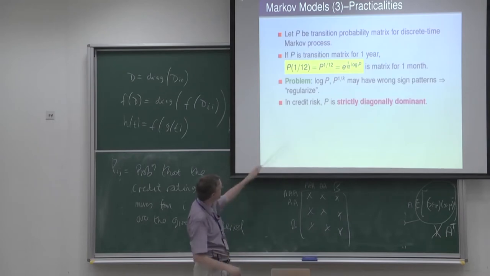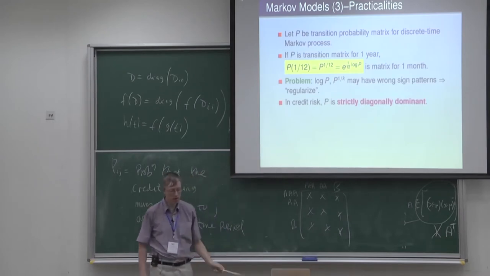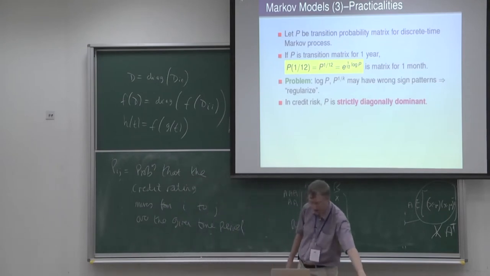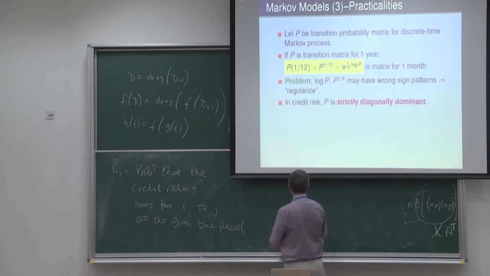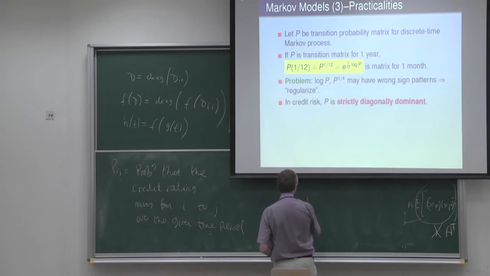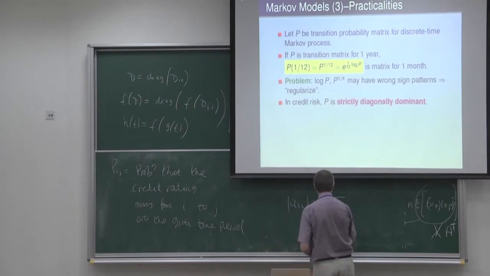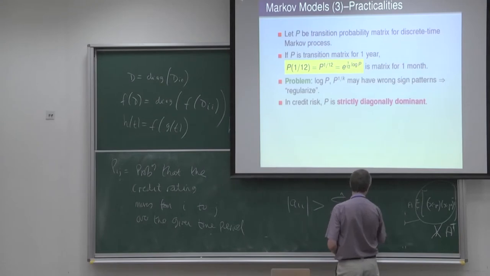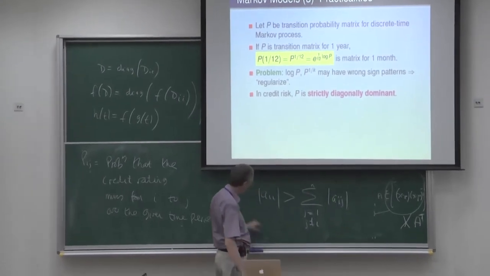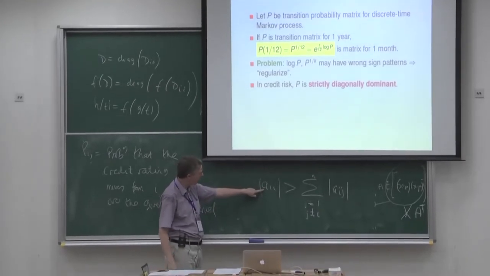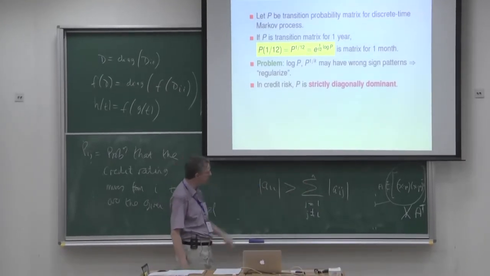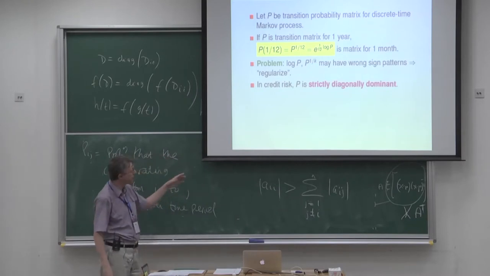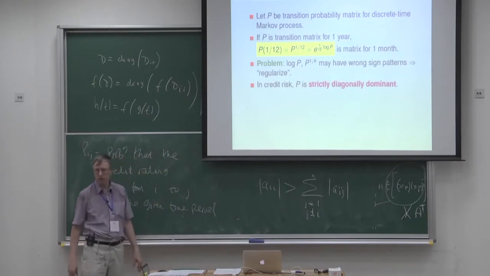In credit risk problems, typically P is actually diagonally dominant. That means that the diagonal entries are big compared with the off-diagonal. Well, it means that a_ii in modulus is strictly bigger than all the other entries in the row. This is row diagonally dominant, so the ith diagonal entry is bigger than the sum of the off diagonals in that same row. Or it could be the same thing with a column emphasis. But that kind of structure is normal in these credit rating problems.